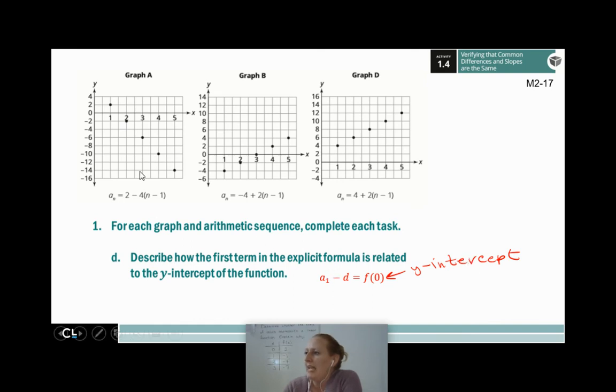So that means for graph A, if I took my first term of 2 and I subtracted my common difference of -4, that gives me a +6, which was my y-intercept on graph A, wasn't it? For graph B, similar idea, I took my first term, -4, I subtracted my common difference of 2, and I got a -6, which was my y-intercept on the function notation for graph B. For graph D, I can take my first term, subtract my common difference of 2, and I get a 2, which was the y-intercept on our function last time. So there is a relationship between my first term in an explicit formula and my y-intercept of my function. Turns out you just got to subtract your common difference in order to find your y-intercept from the first term.